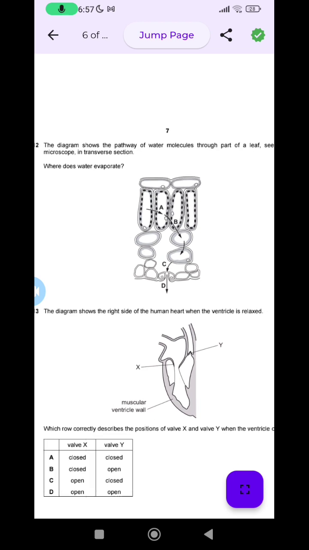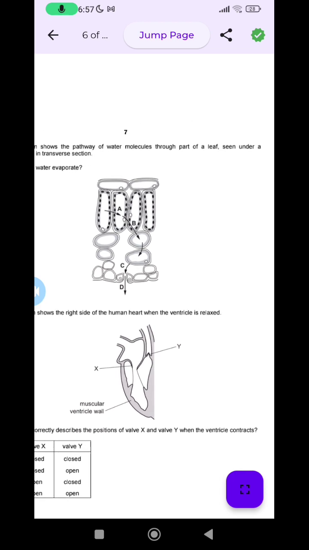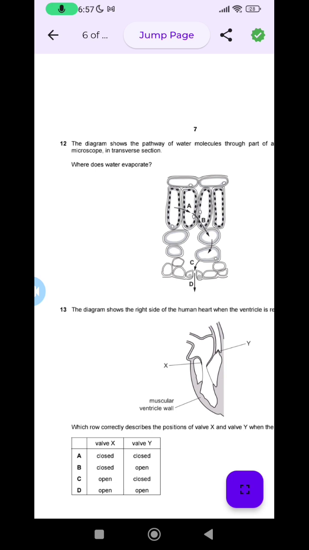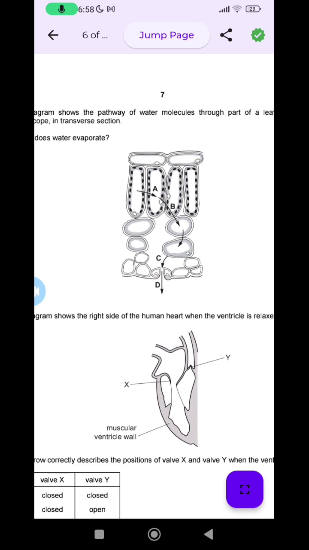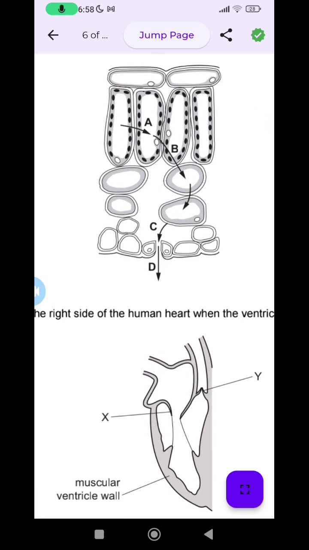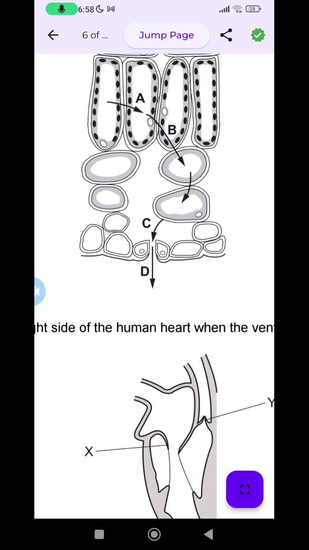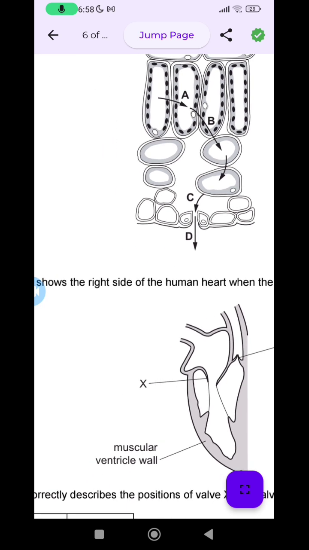Question 12. The diagram shows the pathway of water molecules through part of a leaf seen under a microscope in transverse section. Where does water evaporate? Alright. Now we know that water first moves from palisade mesophyll cells into spongy mesophyll cells, and then on the thin film of moisture of the spongy mesophyll cells, the water evaporates and moves into the air spaces, which can clearly be seen, that is labeled as C. So C is the correct option. D is not correct because water has already left the plant by D.